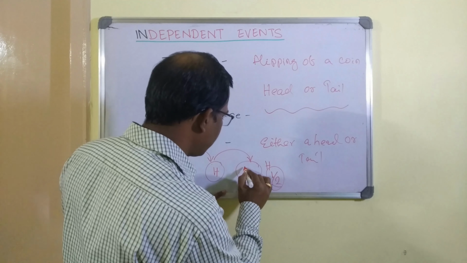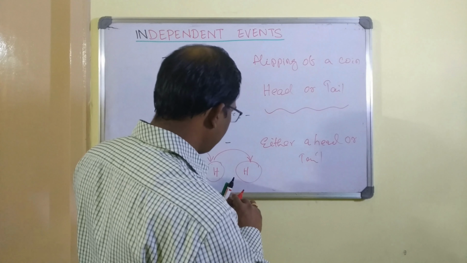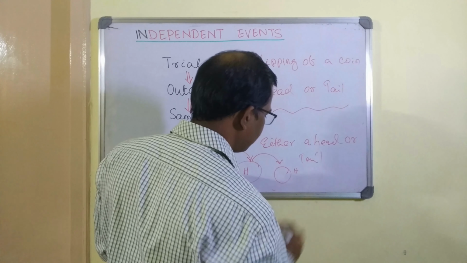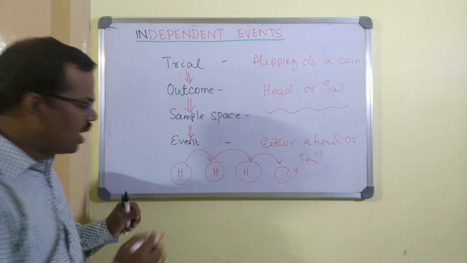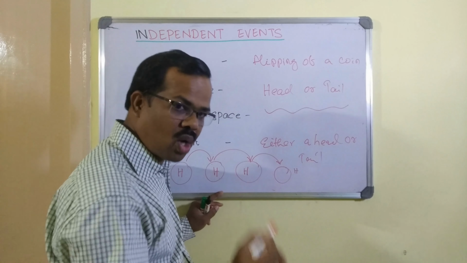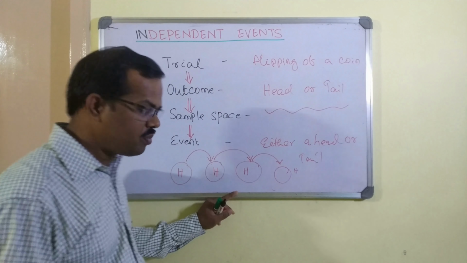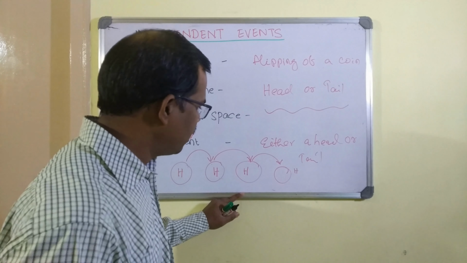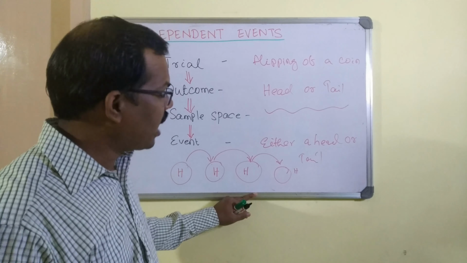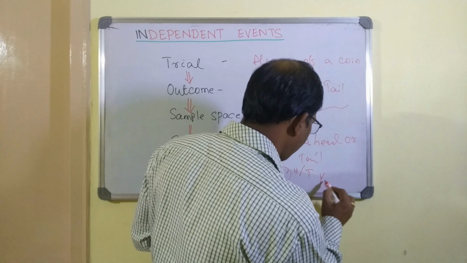Assume that again we get a head. What is the probability that if I toss the coin again, I will get a head again? By looking at the previous three incidents, can I say for sure that the fourth time when I flip the coin, I will get a head? No. I may get a head or I may get a tail. So the probability still remains half.